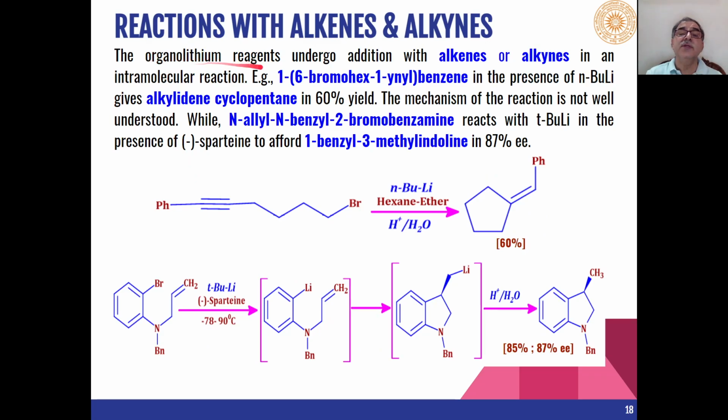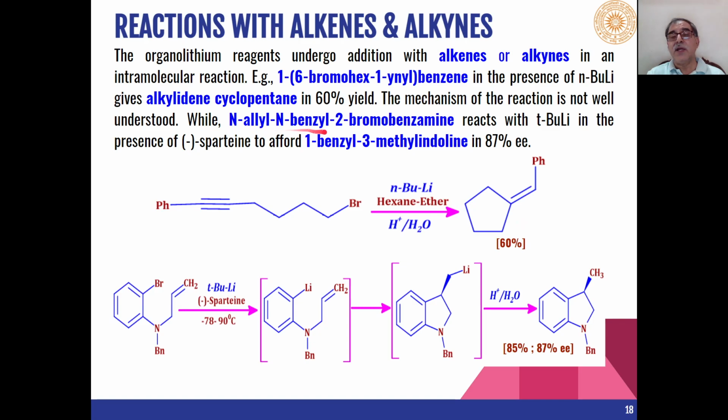Then organolithium reagents also react with alkenes and alkynes to give us addition products in an intramolecular reaction. For example, if we take this substrate, 1,6-bromohex-1-ynylbenzene, in the presence of n-butyl lithium, this will undergo cyclization at this position and at this position to give us these types of products in 60% yield. So alkylidene cyclopentane will be formed in 60% yield.